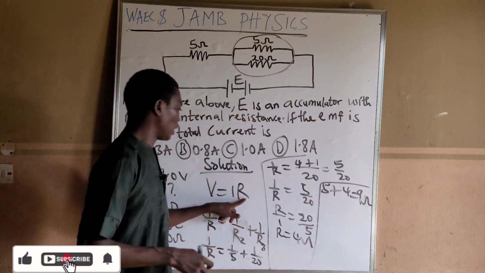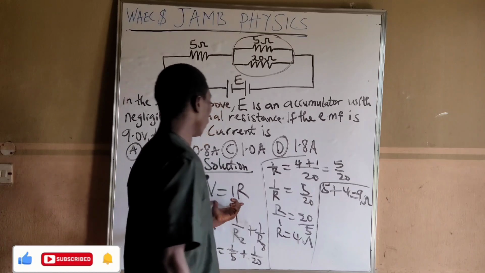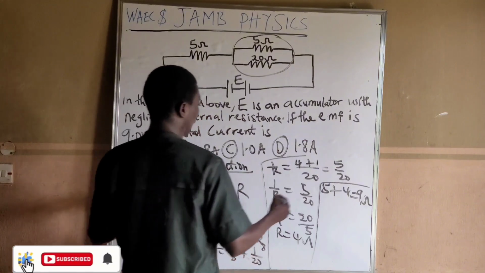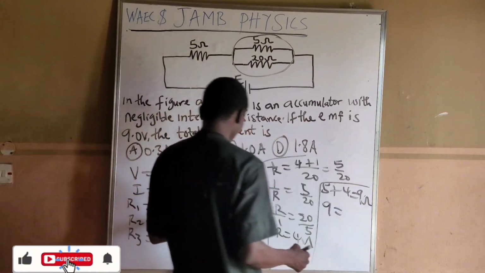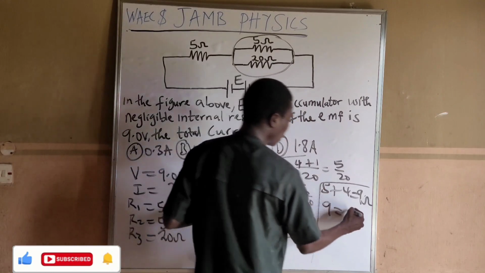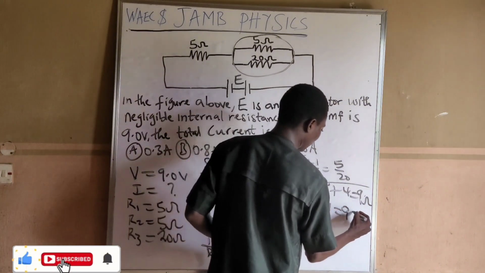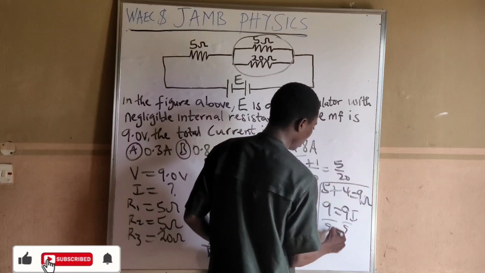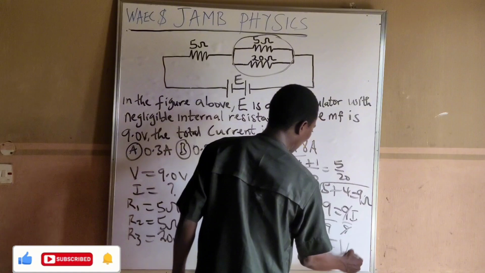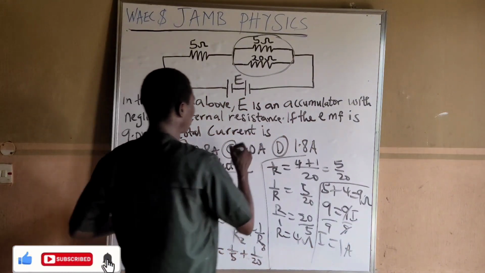Now, since we have already gotten the equivalent resistor, which is R, and we already know our V, we can substitute into this equation to get the value of our I. So now our V is 9, which is the same thing as 9 equals R times I. Our equivalent resistor is 9 here, so that is 9I. Divide both sides by 9 and we get I equals 9 divided by 9, which gives us 1. That is in amperes, because the unit of I, current, is the ampere. So the correct answer to that is option C.